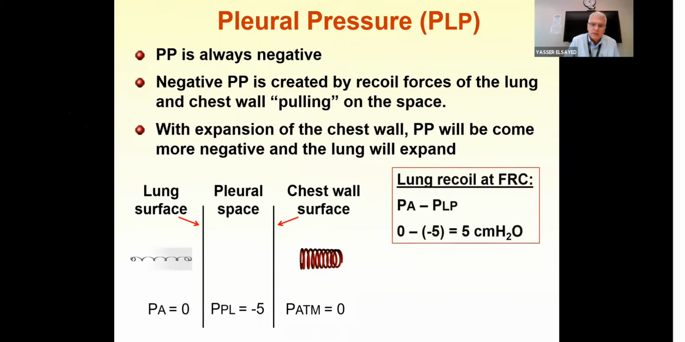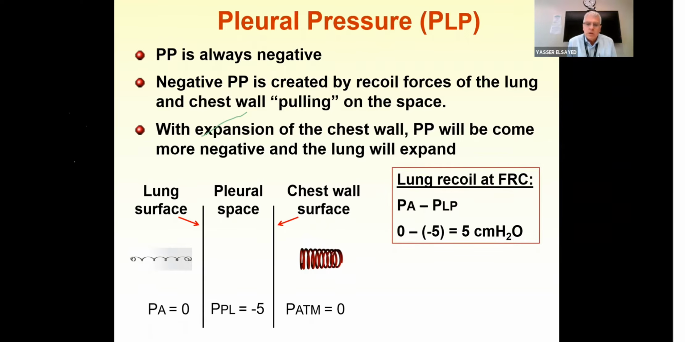So when we calculate the lung recoil at FRC, we do a simple formula that subtracts the pleural pressure from the alveolar pressure. The alveolar pressure is 0, the pleural pressure is -5. So when you do 0 minus -5, you end up with 5, okay? Because minus a minus is a plus. So you end up with 5 centimeters of water.